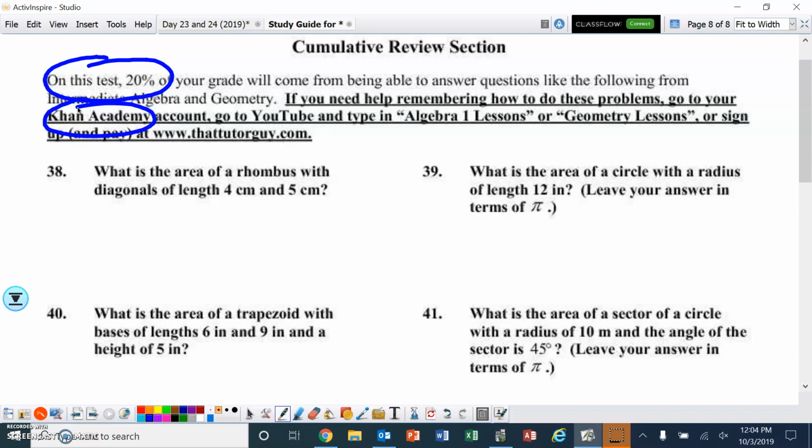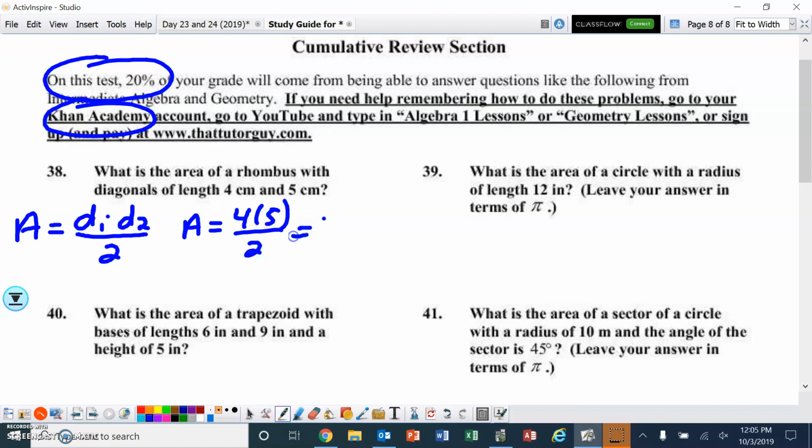So, number 38. What is the area of a rhombus with diagonals of length 4 and 5? Well, the area formula for a rhombus is diagonal 1 times diagonal 2 divided by 2. So, we simply go 4 times 5 divided by 2, and we get 10. Now remember, area would be labeled centimeters squared.